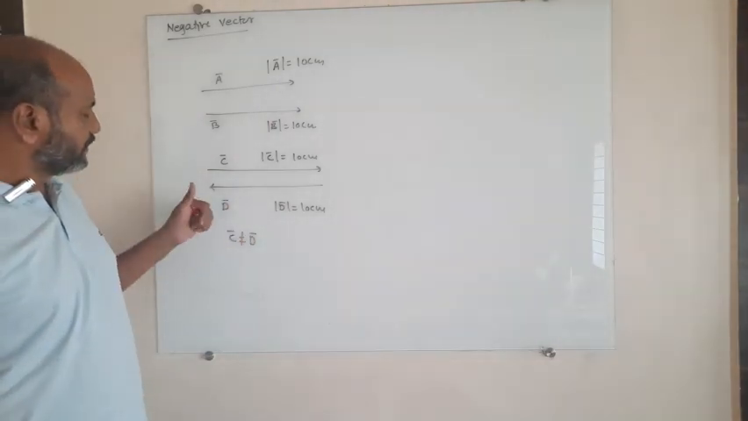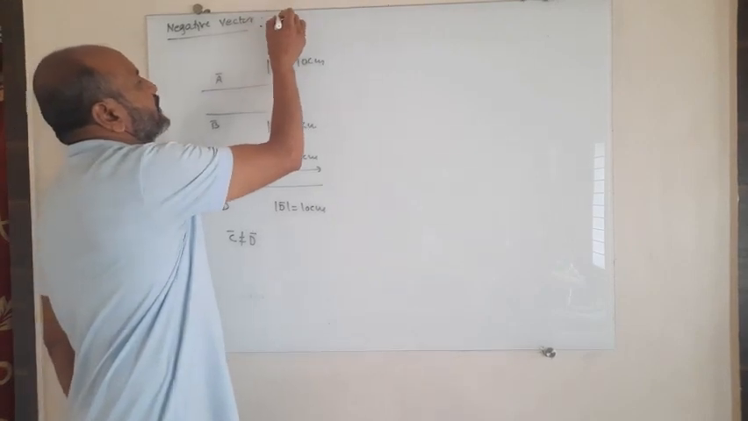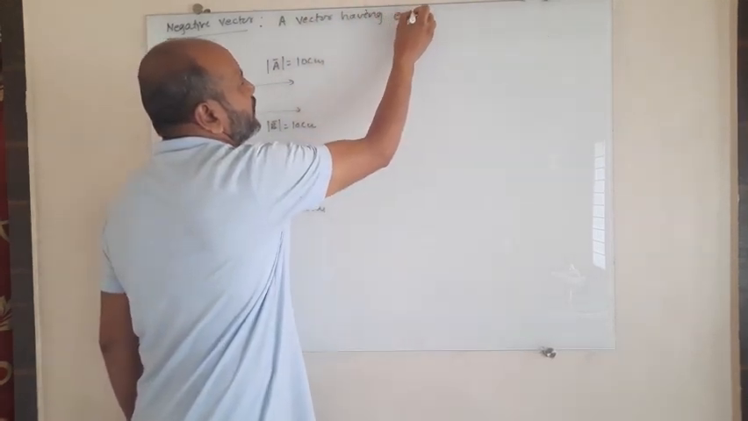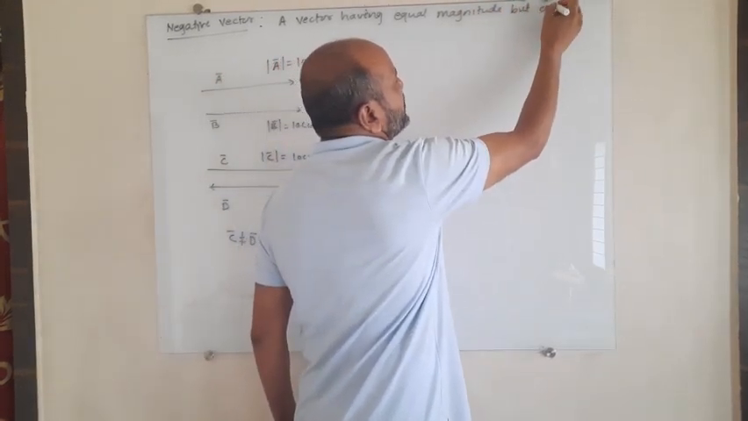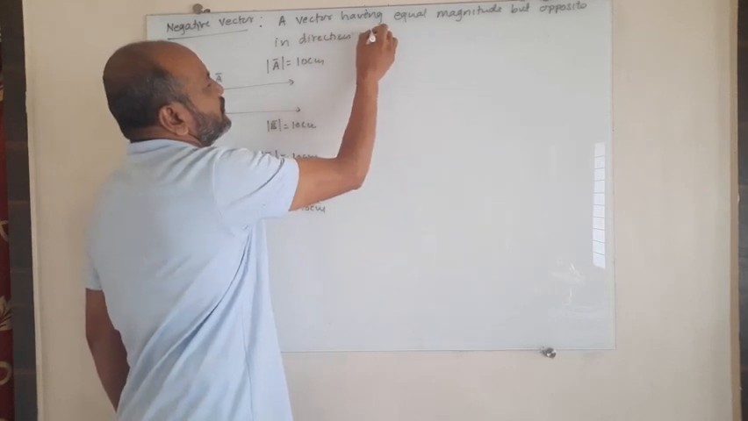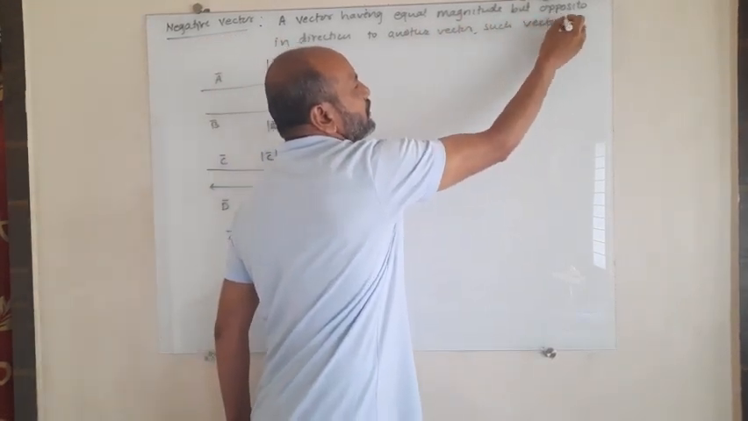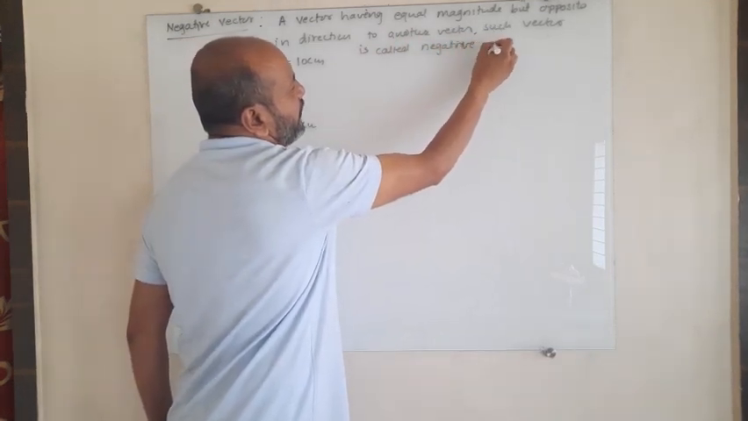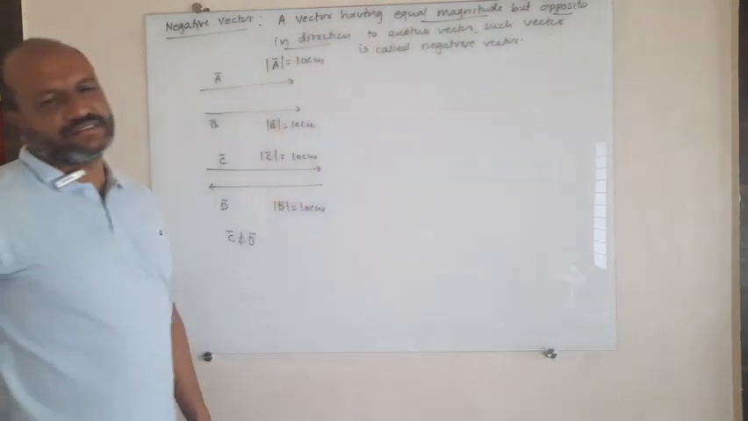Now, how do you find a negative vector? A vector having equal magnitude but opposite in direction to another vector is called the negative vector of that other vector.